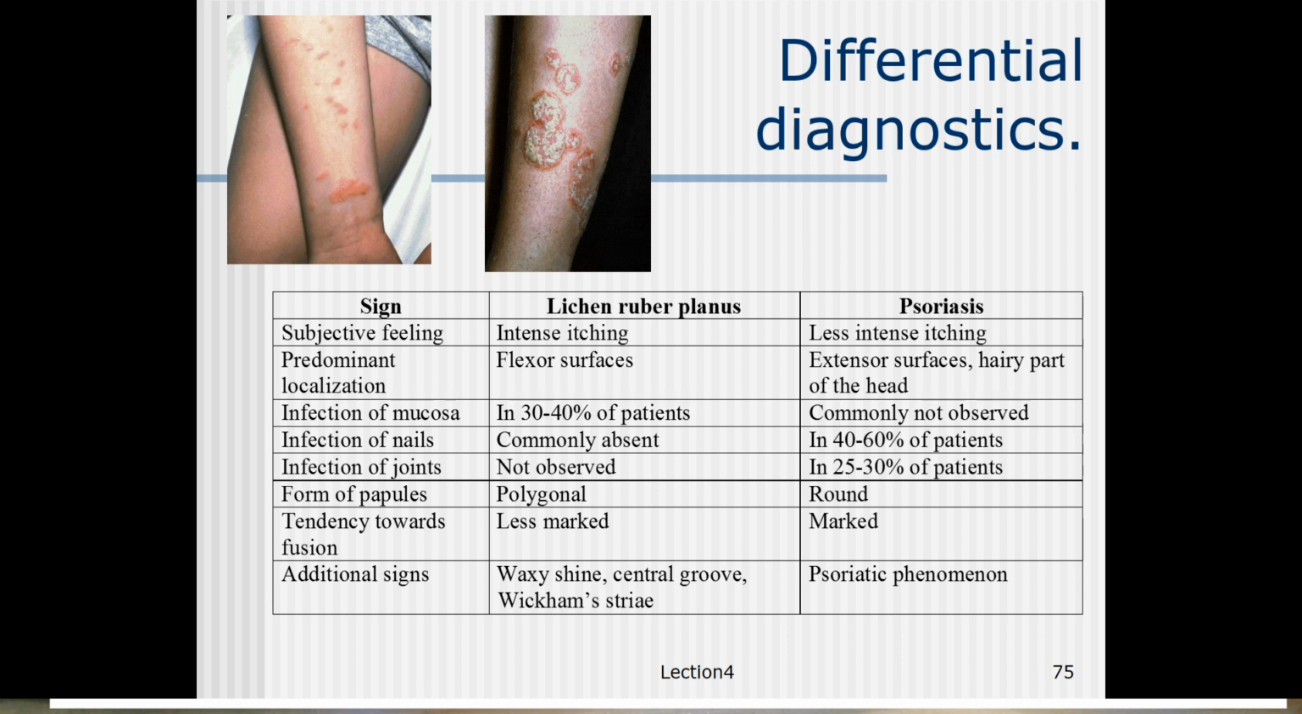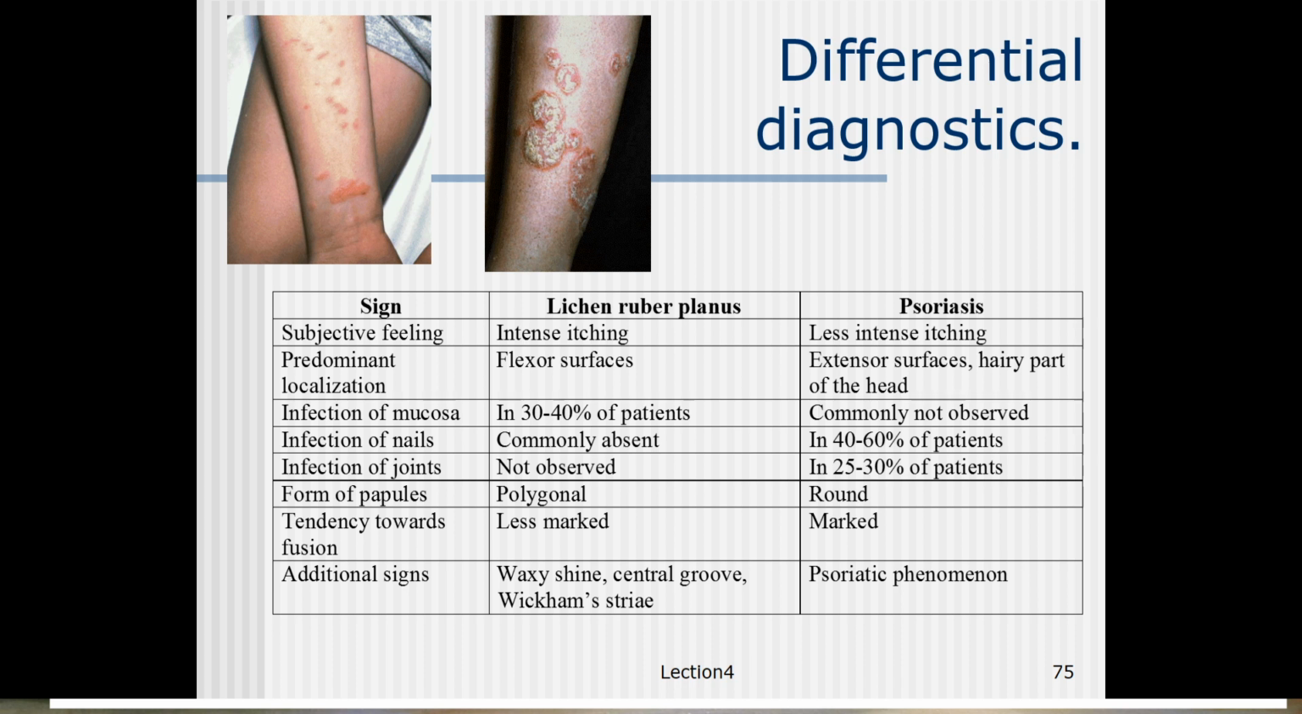Infection of mucosa: lichen planus, in 30–40% of patients; psoriasis, commonly not observed. Infection of nails: lichen planus, commonly absent; psoriasis, in 40–60% of patients.